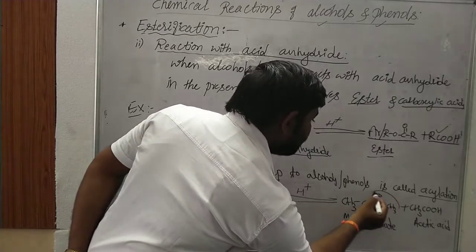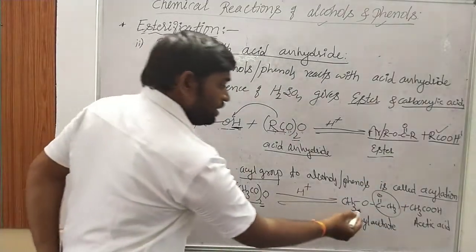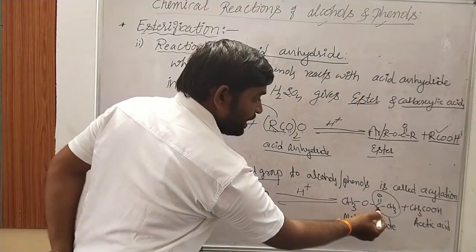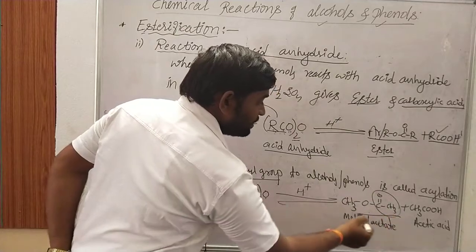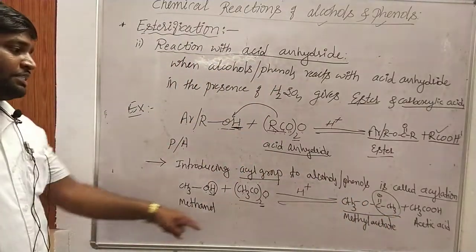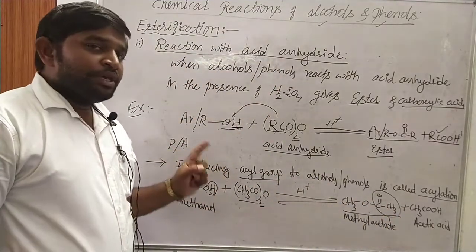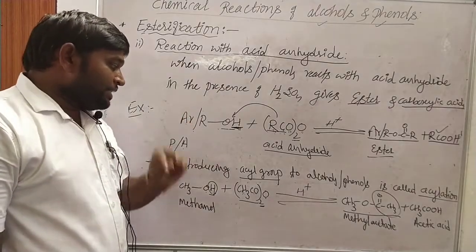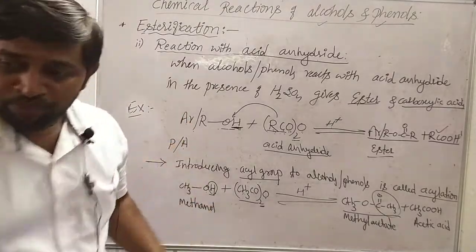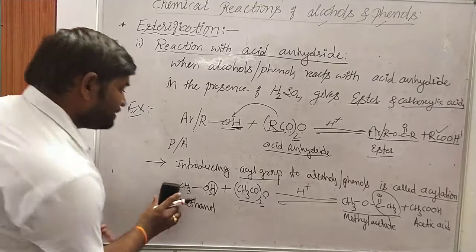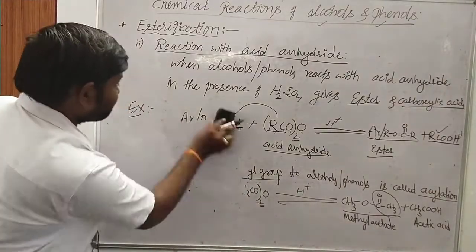Here the acyl group is introduced at the hydrogen atom of the hydroxyl group. This hydrogen atom is replaced by an acyl group. That's why this is nothing but an acylation reaction. Such reactions are called acylation reactions. Finally, let us consider one phenol molecule.